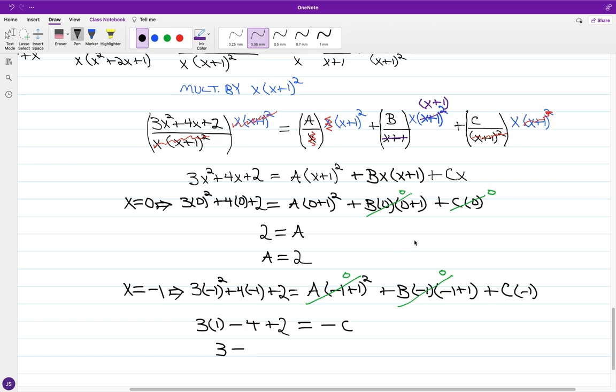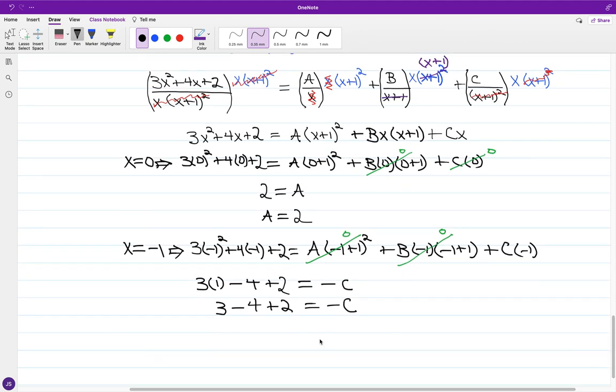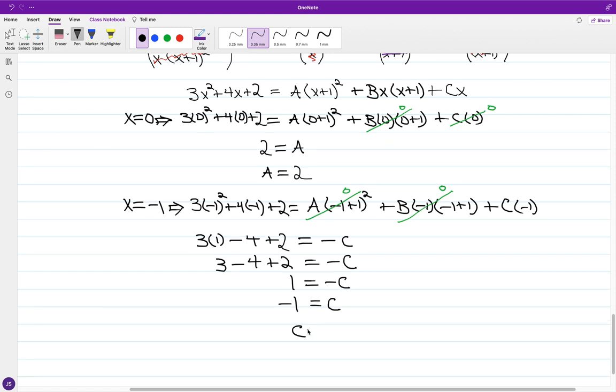Right hand side is still going to be the same. So we got negative 1 squared is 1, 3 times 1 is 3, 4 times negative 1 is negative 4, and we've got plus 2. And we have is equal to negative c, 3 minus 4. That is negative 1 plus 2 is positive 1. So the 1 is equal to negative c. And changing the sign at both ends, we're going to have that c is equal to negative 1.